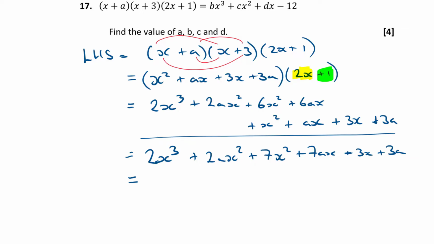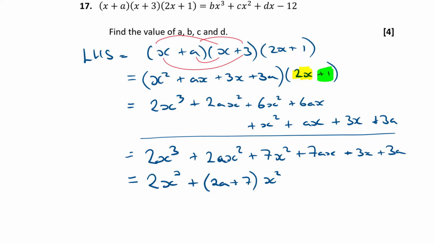Now I've got various terms here in x squared and x cubed and x and constants, which I'm going to group up together. So first off, I've got 2x cubed. I've only got one term in x cubed, so that can just stay as it is at the front. 2x cubed plus I've got a 2ax squared and a 7x squared. So in terms of x squared, I've got 2a plus 7 lots of x squared, just factorising the x squared out of those two.